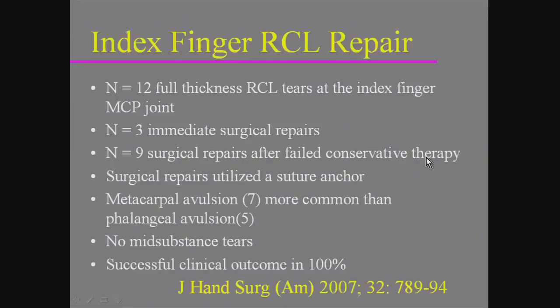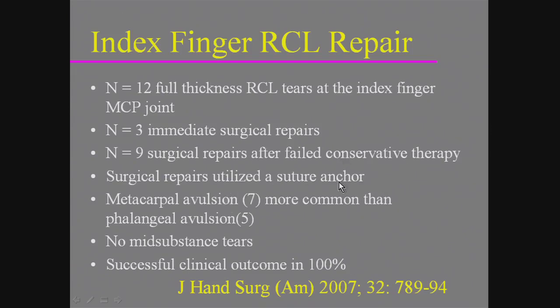And as I mentioned in the index finger, this is usually going to represent surgical disease. This is a small series from the Journal of Hand Surgery, a dozen patients, 3 of them that were immediately repaired, 9 of them actually had delayed repair following conservative therapy. So this is a type of injury that can either be repaired acutely or in a more chronic setting.